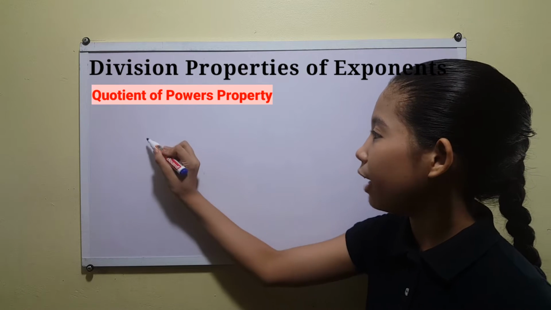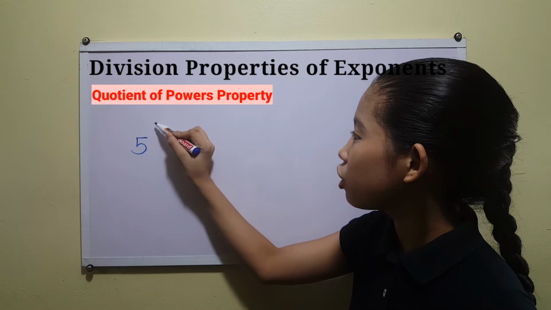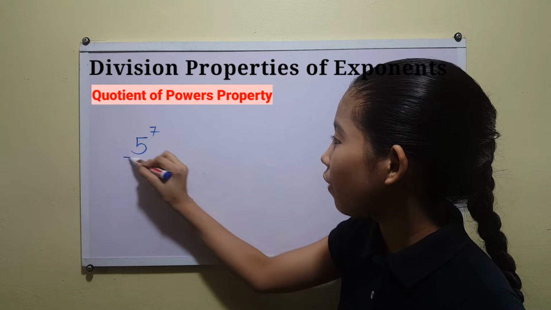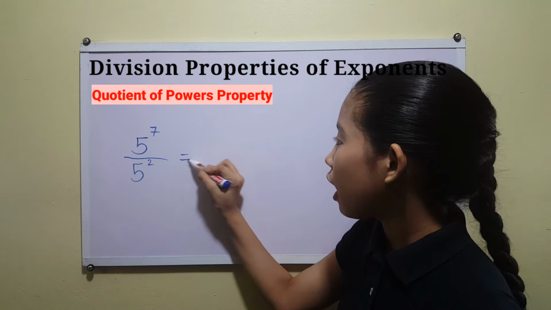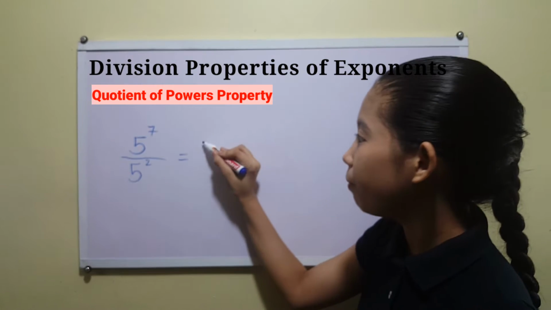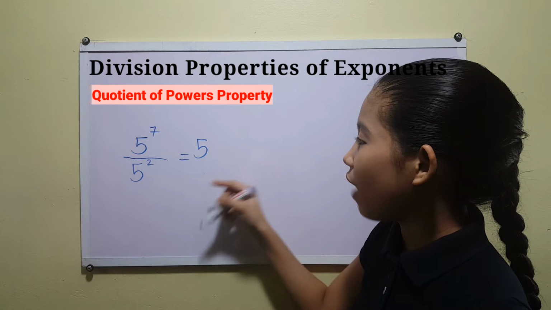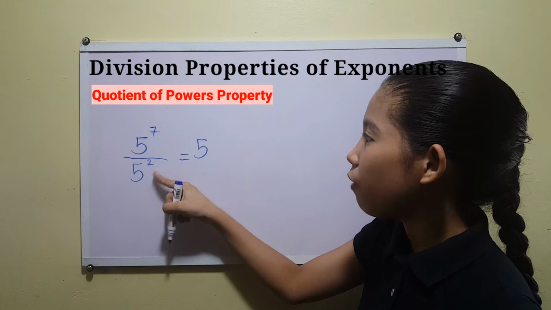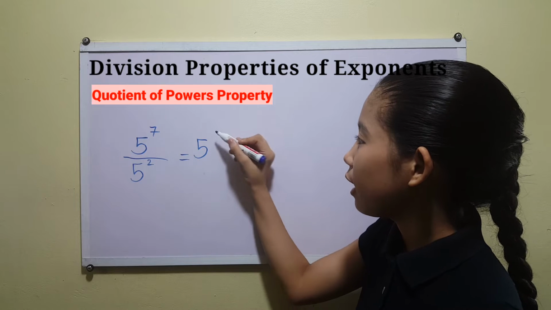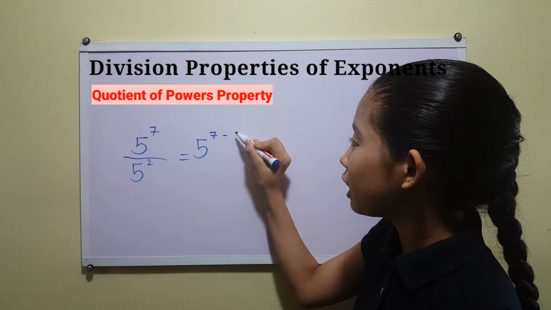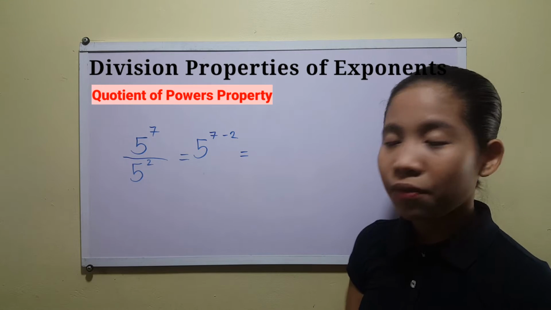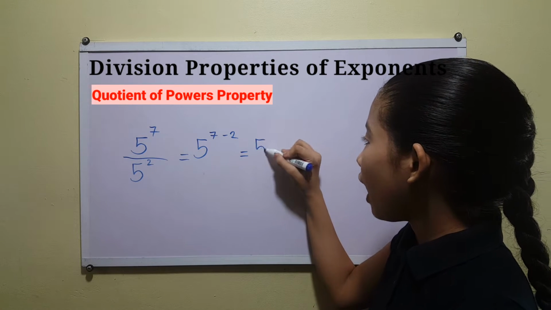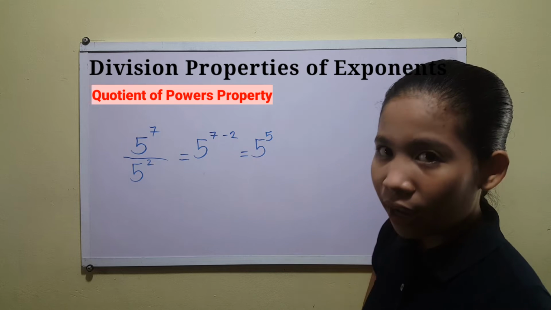So, if we have 5 to the power of 7 divided by 5 to the power of 2, copy the same base, which is 5, and subtract the denominator's exponent from the numerator's exponent. So we have 7 minus 2. And 7 minus 2 is 5. So our answer is 5 to the power of 5.